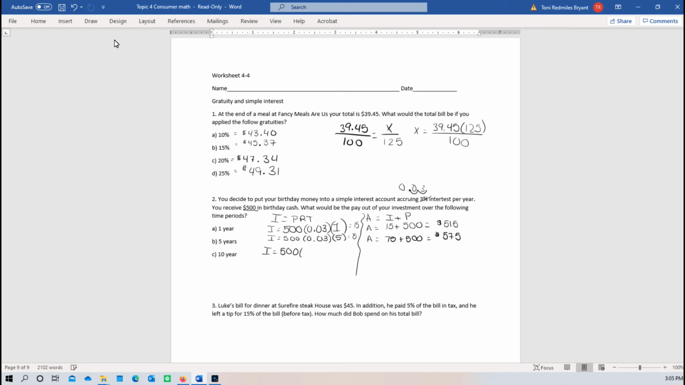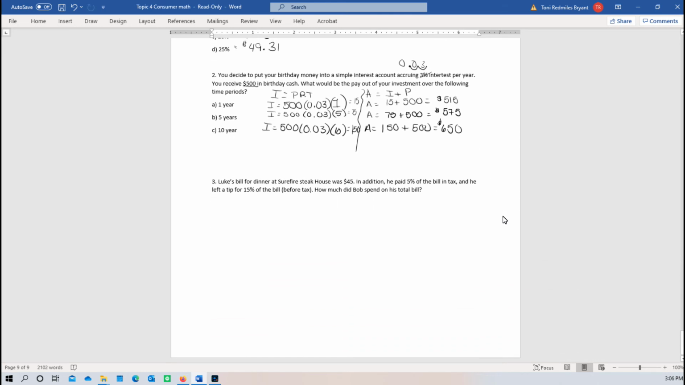Last one, this time I'm going to do it for 10 years. So the only thing that changes is T, and it changes to 10, and that's going to give me 150 in interest. If I add that back to my principal, it's going to be 650 in total. That's how much money I'll have after 10 years.